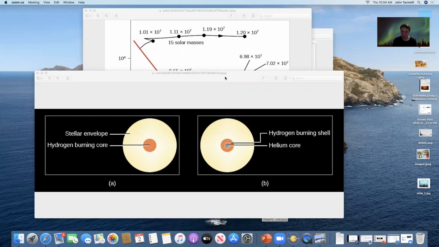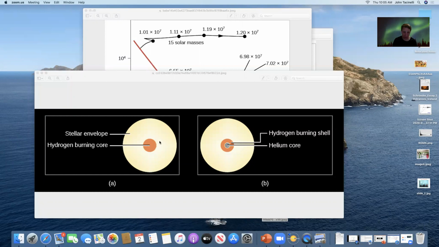Let's quickly review what happens on the HR diagram when a star, like the sun, reaches the end of its life on the main sequence. So on the main sequence, you have this situation. You have a hydrogen burning core and the rest of the star around it. And the star is kept inflated at its stable position by the energy coming from the core.